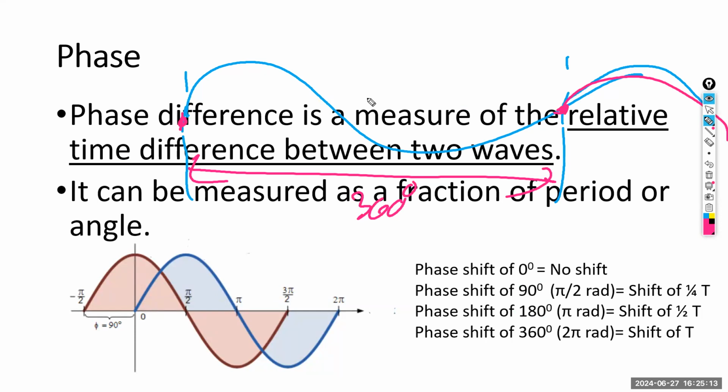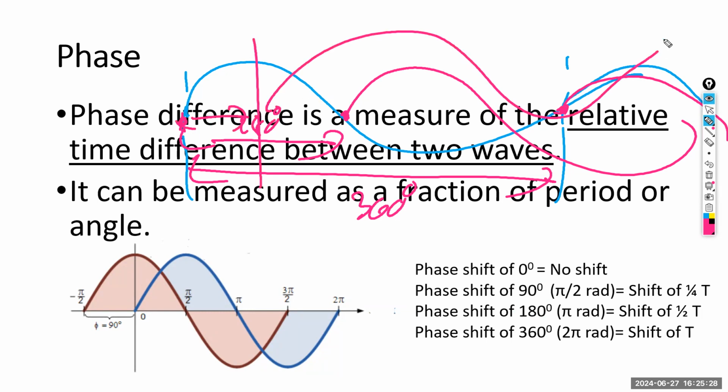But if the second wave started somewhere here, then it is 180 degrees, or pi radians, out of phase, and maybe 90 degrees out of phase if it starts like this. Anyway, don't worry too much about the exact measurement, but you must have an idea that there's something called phase, which is related to a signal or set of signals. That is the basics that you need to have.